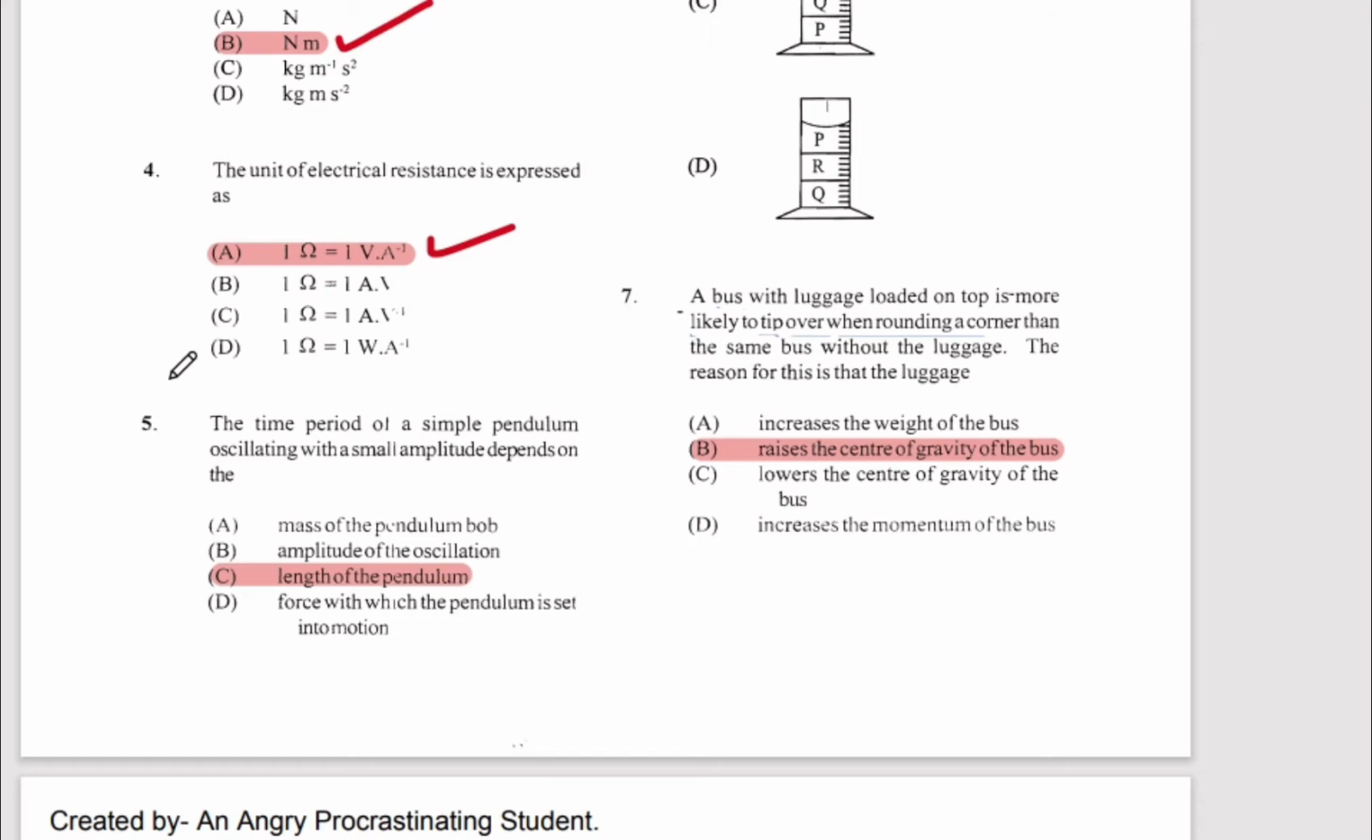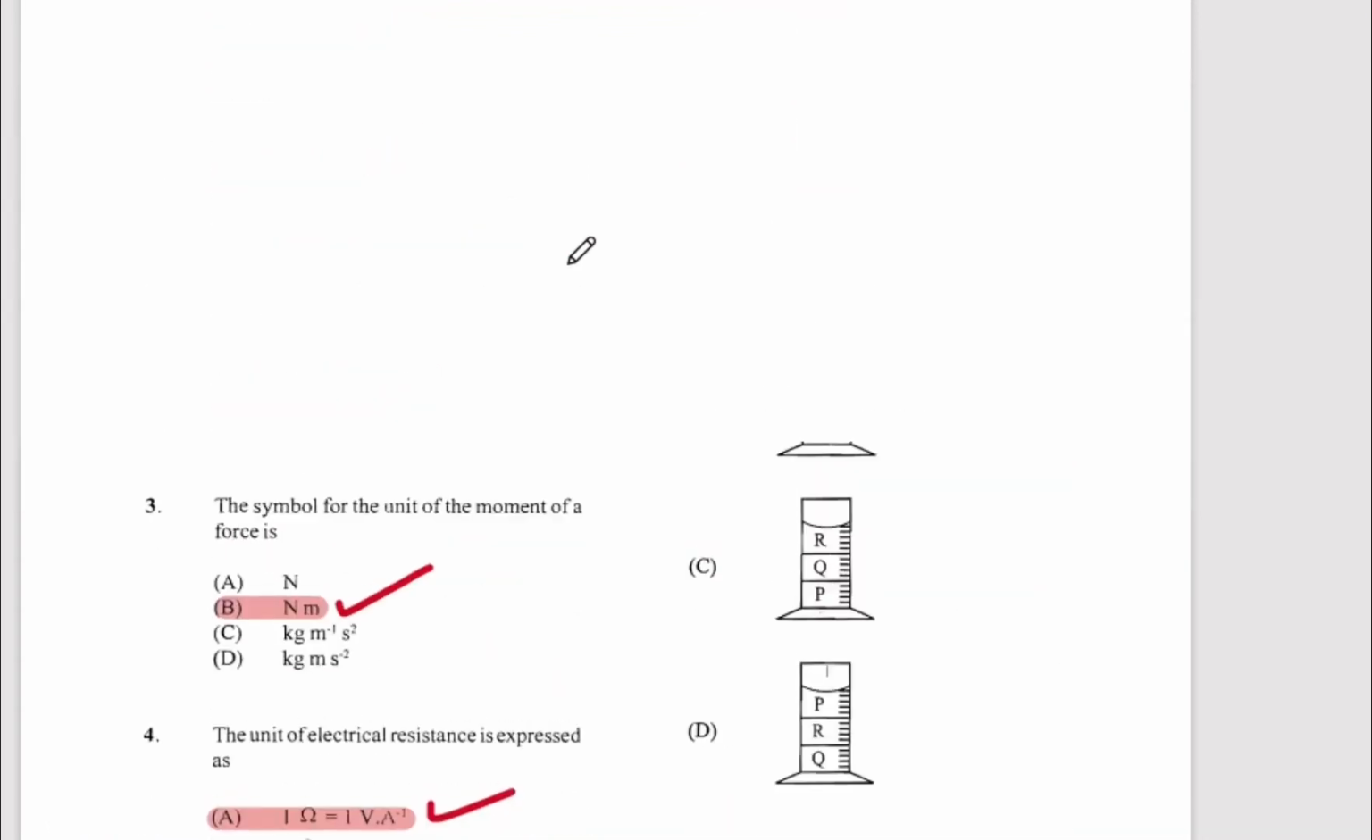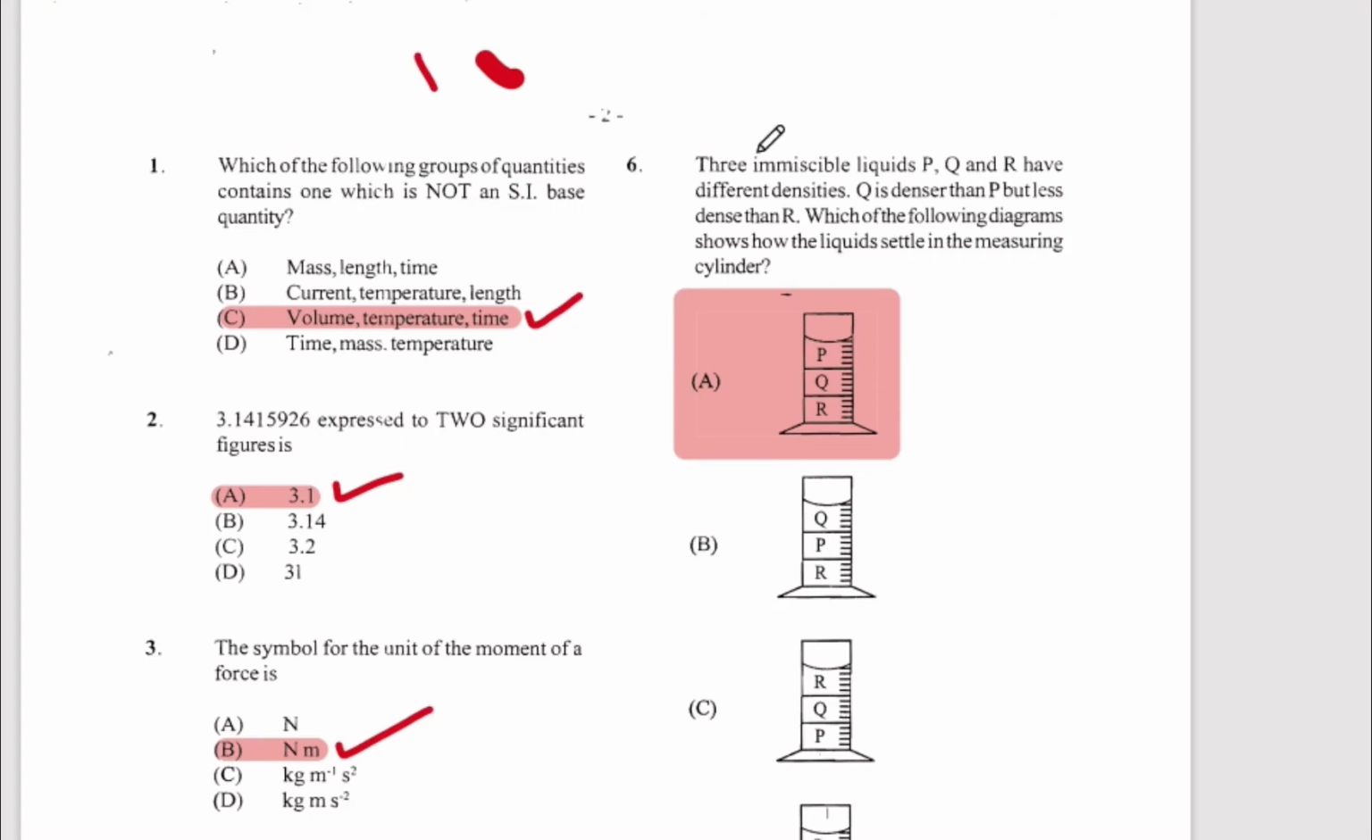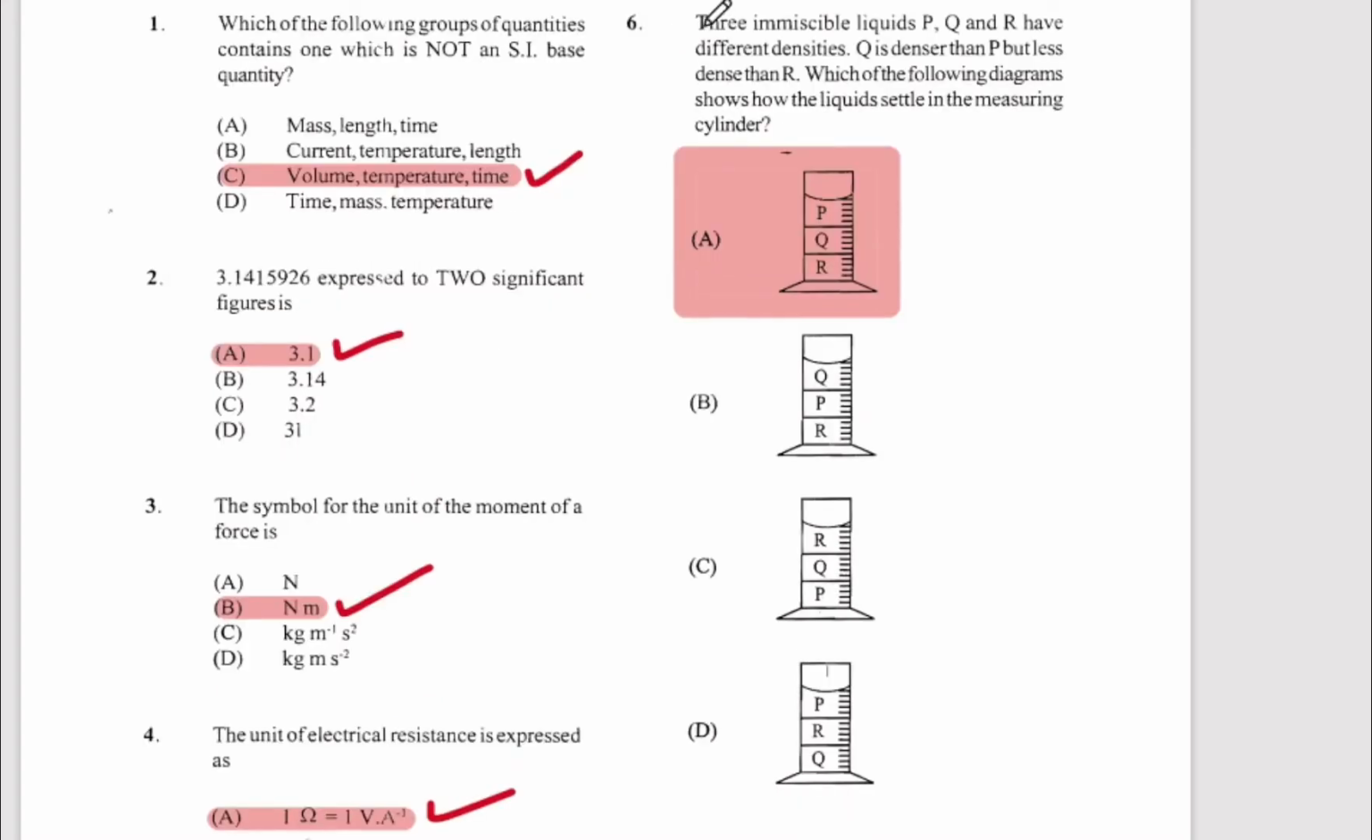Question 5 says the time period of a simple pendulum oscillating with a small amplitude depends on the length of the pendulum. Question 6 says three immiscible liquids P, Q, and R have different densities. Q is denser than P but less dense than R. Which of the following diagrams shows how the liquids settle in the measuring cylinder? And that's A.